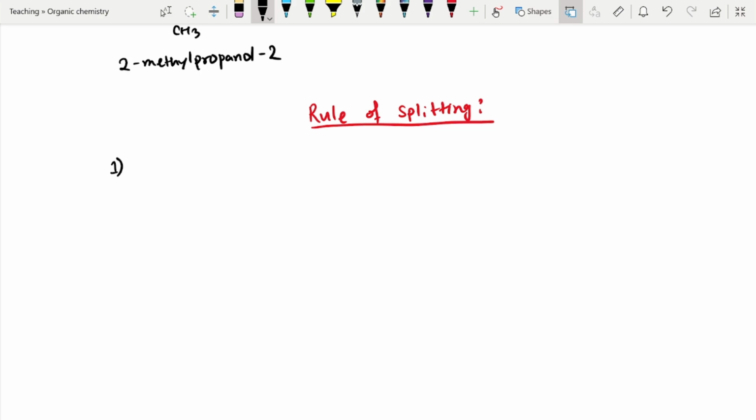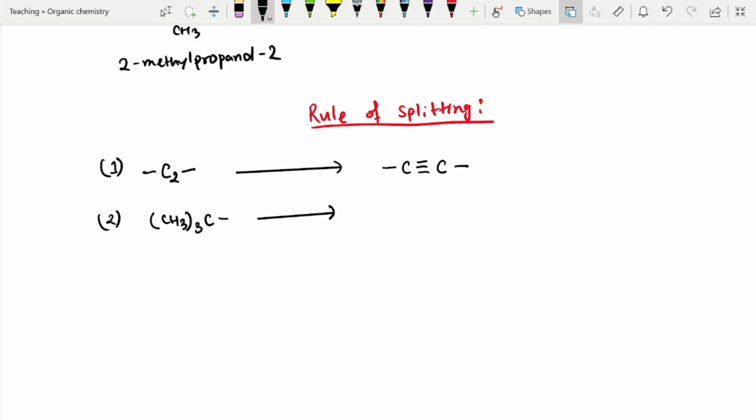First of all, in some organic compounds, you will find something like this. So what does it mean? It means carbon triple bond. So this is number one. Number two is, in terminal you will find something like this, CH3 bond. So if we split, we will get something like this, CH3 bond C bond CH3 bond CH3 bond.